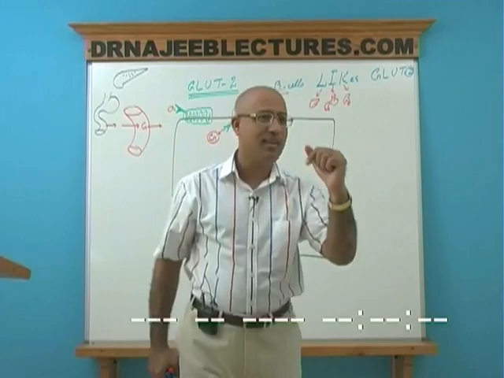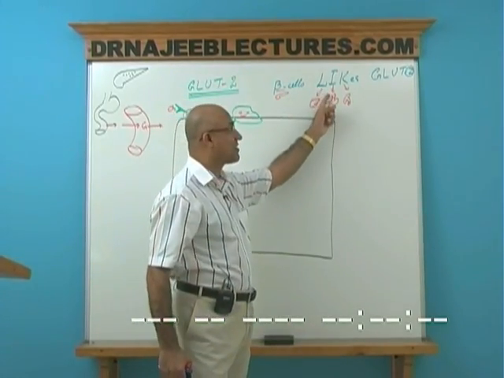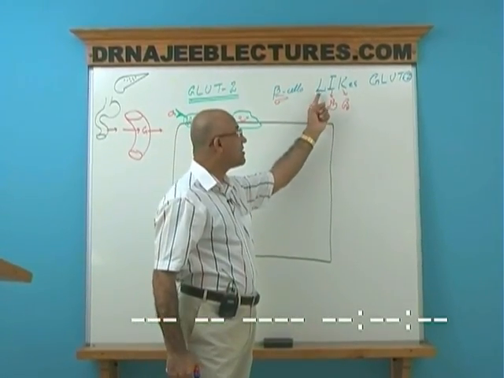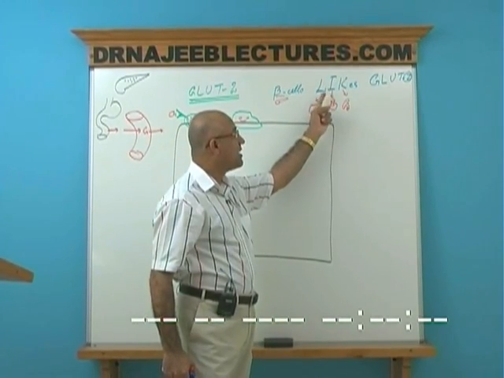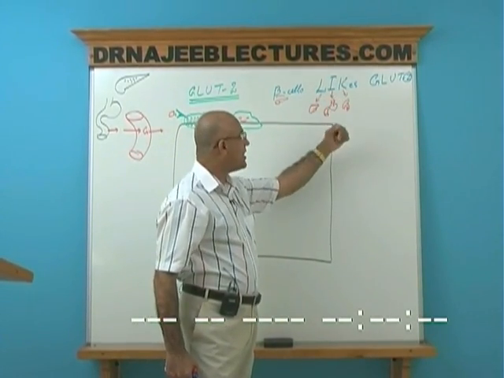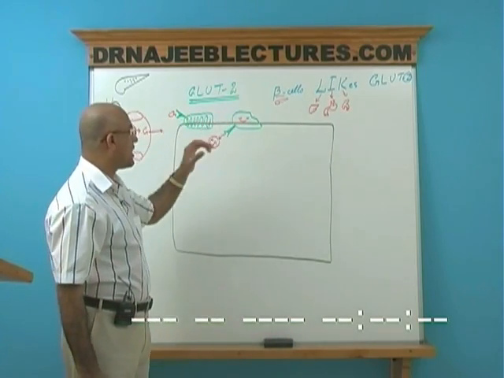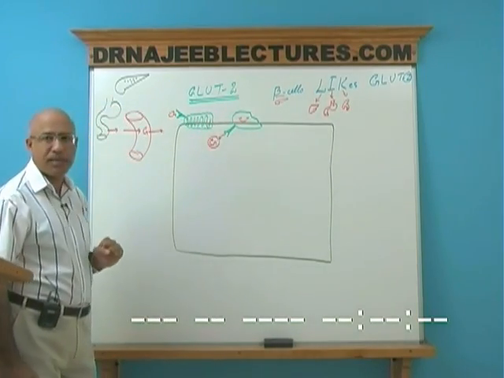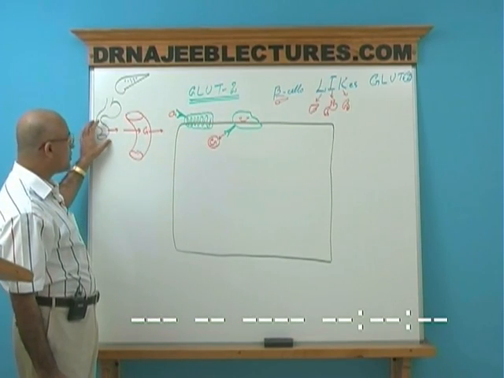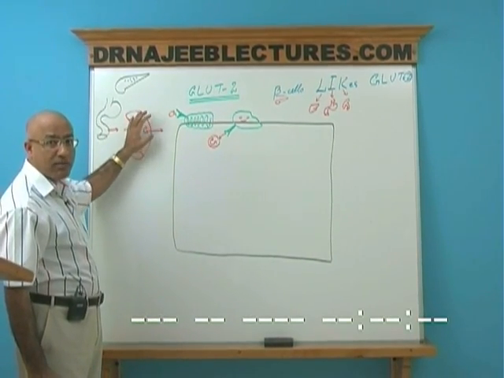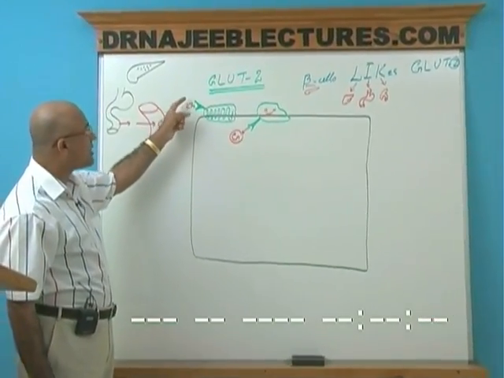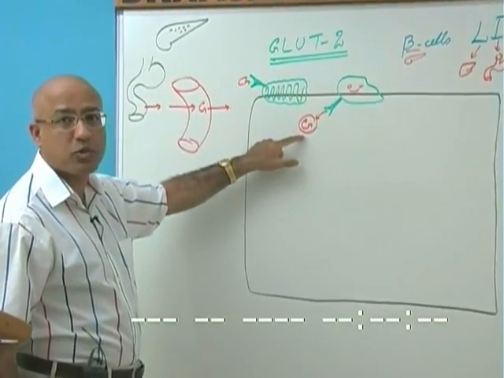So again, if someone asks you in which tissues GLUT-2 transporters are present, of course, number one is the beta cells. But beta cells like GLUT-2, that is, liver, intestine, kidneys. All these tissues have GLUT-2. Now let's come back to the beta cell. When you have eaten food, blood glucose level is going up, and via GLUT-2 more and more glucose is entering into cells.